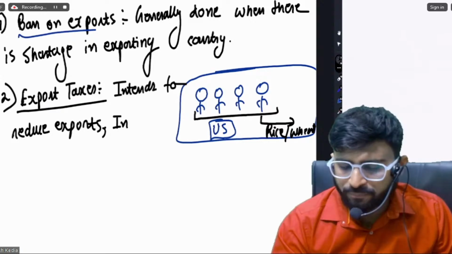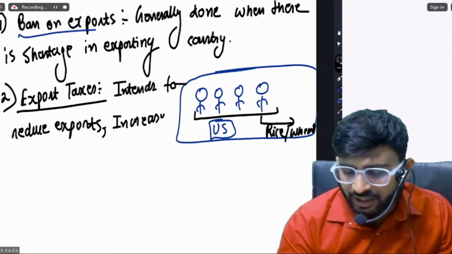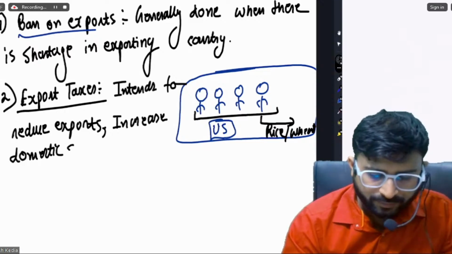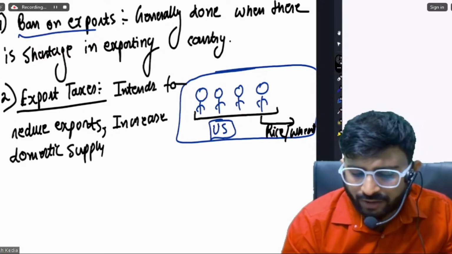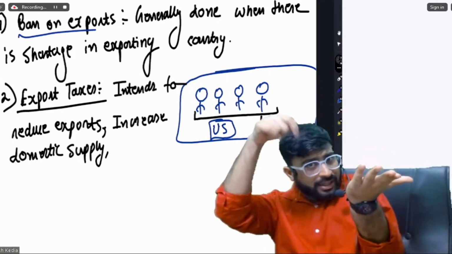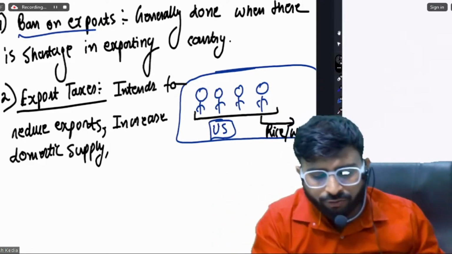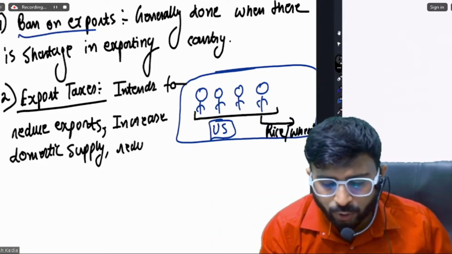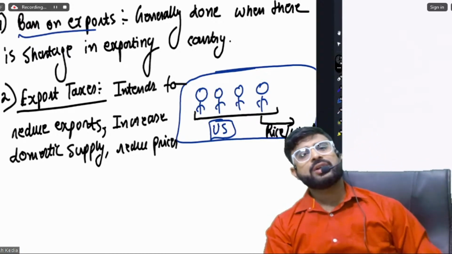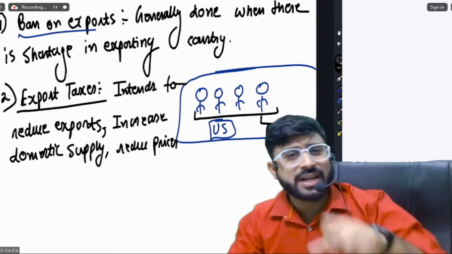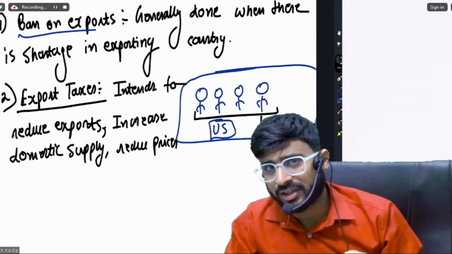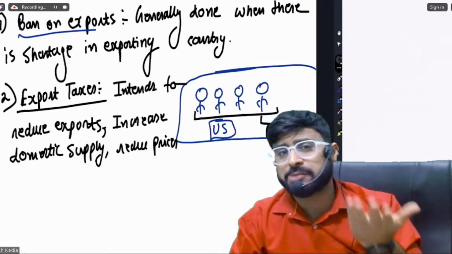Increase domestic supply means the availability of the product in my country should be there. Increasing domestic supply. Now, friends, you all have studied microeconomics. If supply in my country increases, then in my country prices will fall. Reduce prices. See, there is a direct relation. Yes or no? You have done that chapter equilibrium, right? It was under the concept market, excess demand, excess supply.